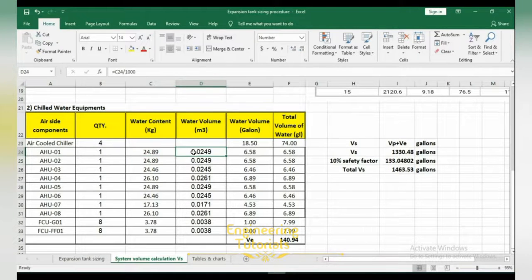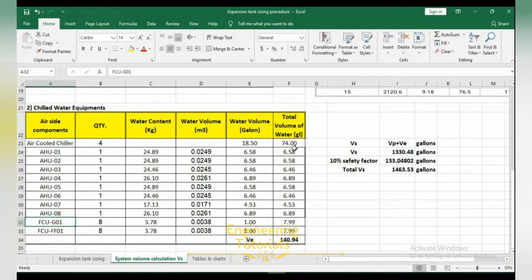You can get this value also from the supply, how much water content is required for your air handling unit. So for the water volume in gallons, you need to multiply this cubic meter with 264.172, because 1 cubic meter is 264.172 US gallons. So this air handling unit requires 6.58 US gallons. Since we have one air handling unit of this type, the total volume is 6.58 gallons. In the same way you have to calculate for all of the equipment of your project.